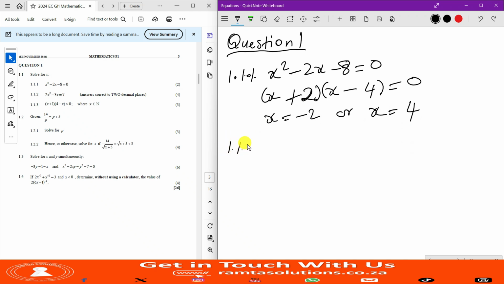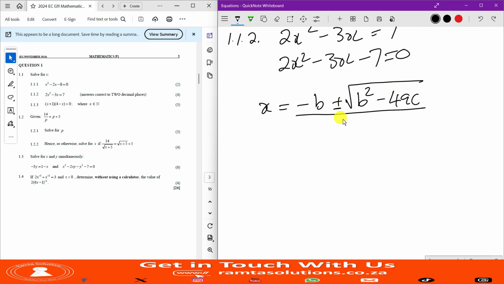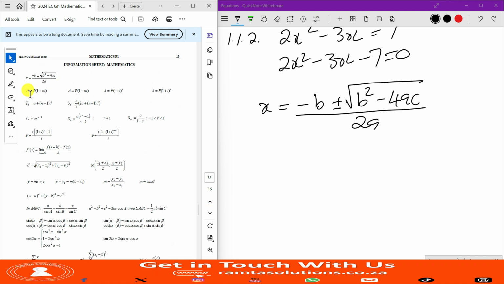Now 1.1.2, 2x squared minus 3x equals 7. Answers should be correct to 2 decimal places. I write this in standard form: 2x squared minus 3x minus 7 equals 0. Then use the quadratic formula. x equals minus b plus minus the square root of b squared minus 4ac, all over 2a. The quadratic formula, guys, if you do not know it off by heart, is given in the information sheet at the end of the paper. Here it is, the first formula. All right, good.